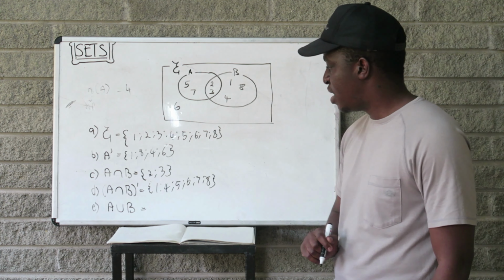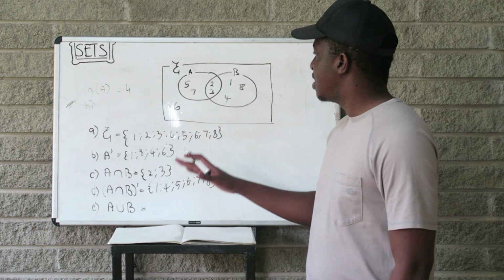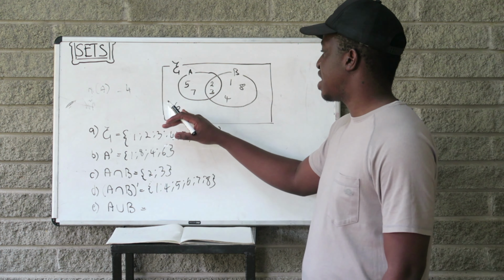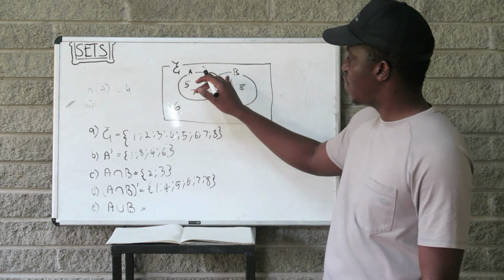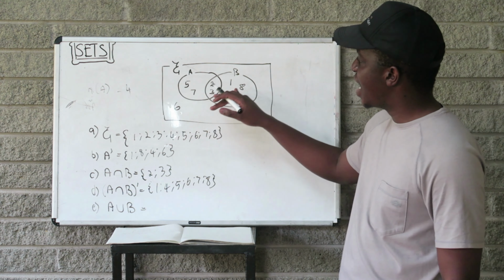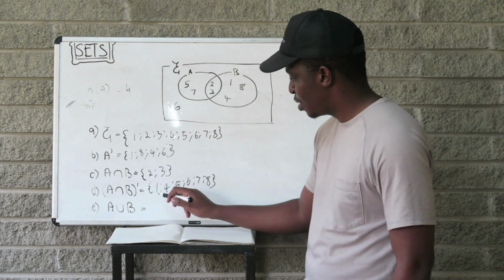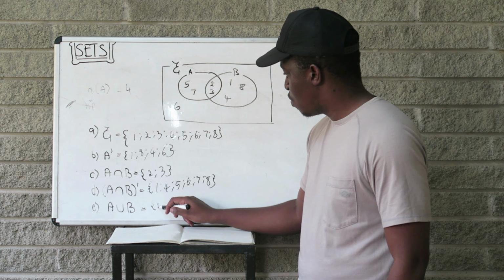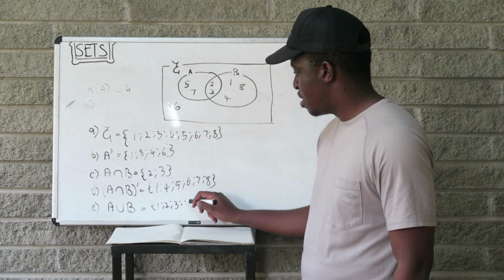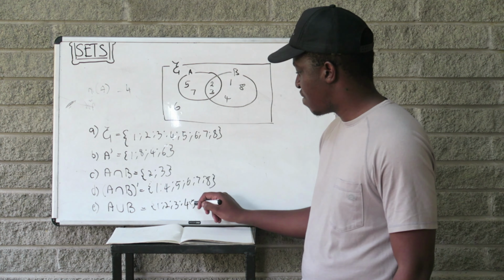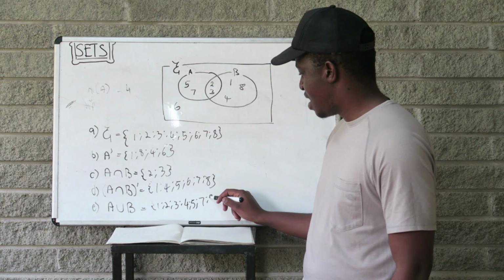Then we close our set, and then finally A union B. That's just simple because it's everything minus 6, because obviously we're talking about everything in A and everything in B living together as one. 1, 2, 3, 4, 5, and then 7, and then 8.